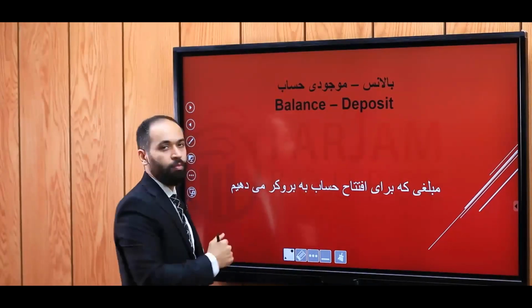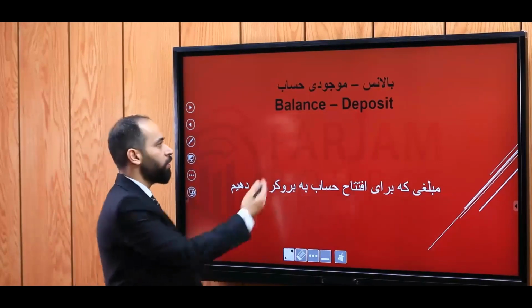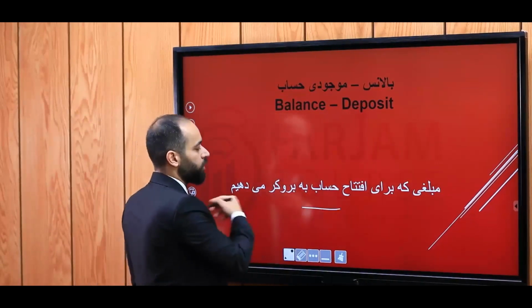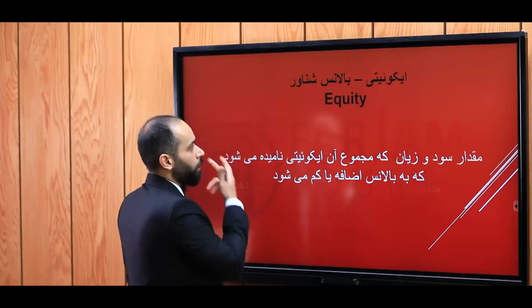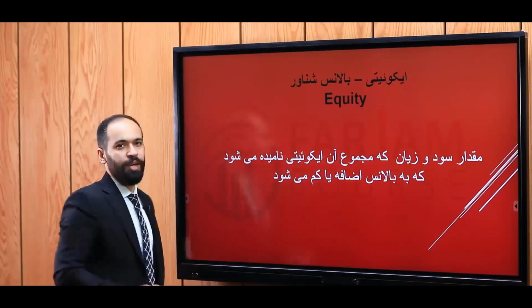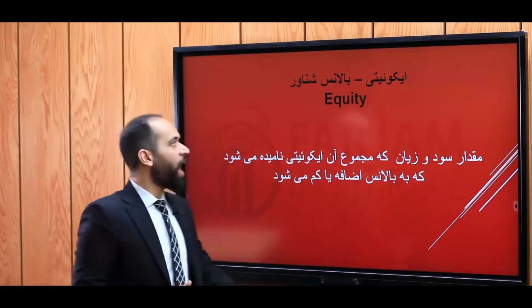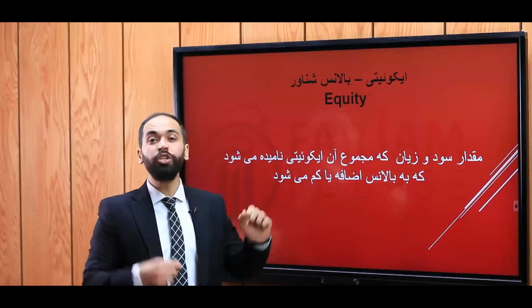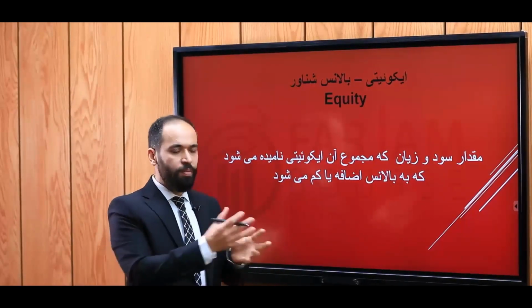Let's get started. So, the initial amount we deposit into the broker, that initial money, the deposit, is our balance. Now, let's talk about equity. Guys, what is equity? How is it different from balance? Equity is basically our balance, but it's floating. What does that mean? Floating means the balance amount itself never increases or decreases on its own.